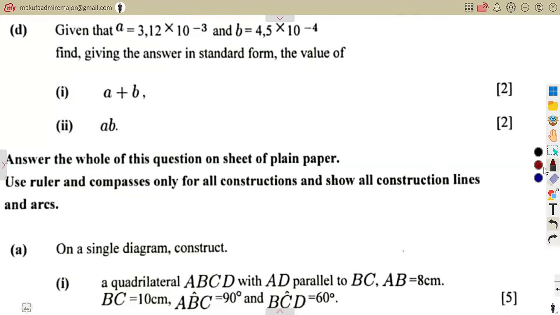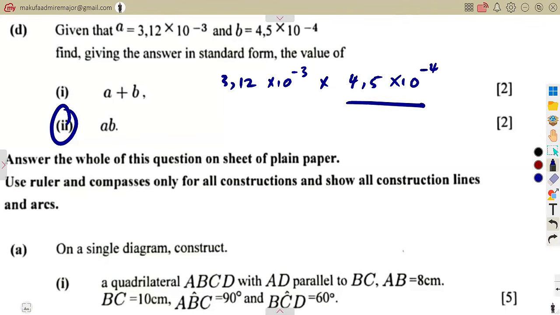So let's revise as much as we can. Item 2, A times B, that is the product: 3,12 times 10 to the exponent of -3 times 4,5 times 10 to the exponent of -4. This is our A, and that is our B. So multiplication, multiply the numbers separately. 3,12 times 4,5. This was going to give you 14,04. Like I said, let's also confirm in our multiplication as well.